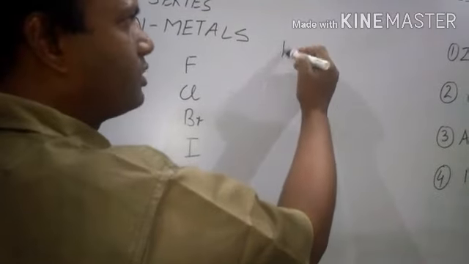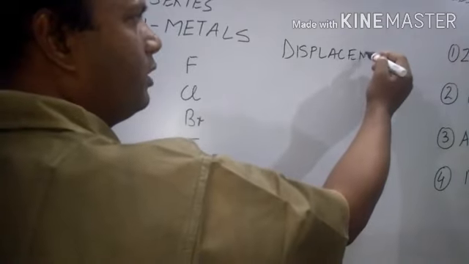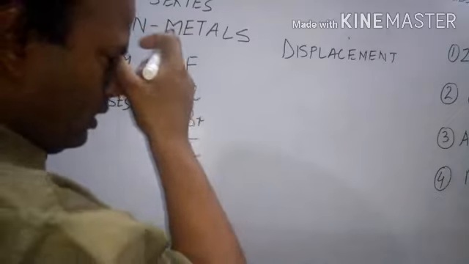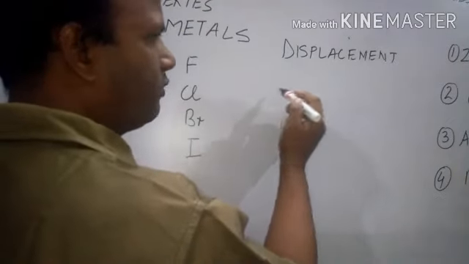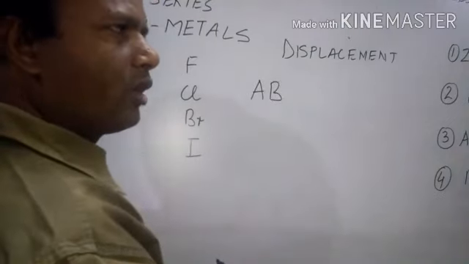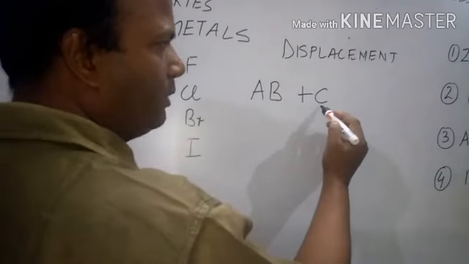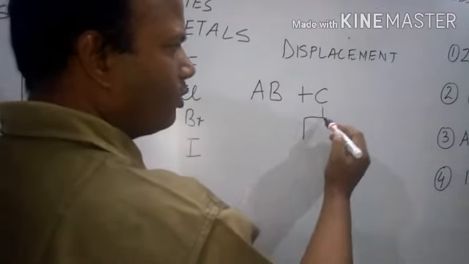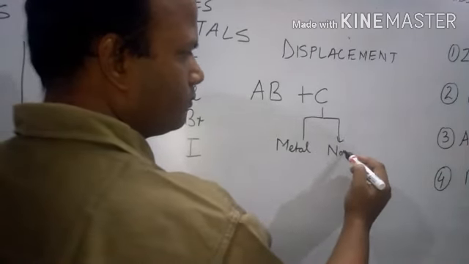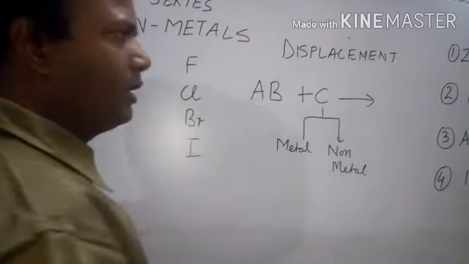So displacement reactions, or replacement reactions. Now before going to the activity or the reactivity series, let us have the symbolic representation in terms of A and B. Suppose we have AB in its salt or aqueous solution and there is a C. Now C can be a metal as well as a non-metal. So what will it be?